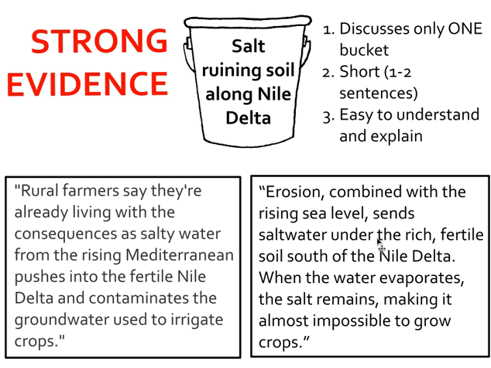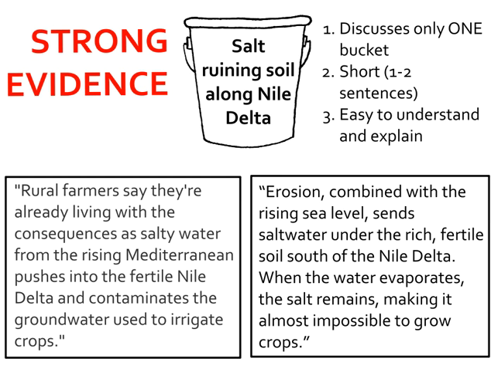Here's another example. "Erosion combined with rising sea level sends salt water under the rich, fertile soil south of the Nile Delta. When the water evaporates, the salt remains, making it almost impossible to grow crops." It only discusses how the salt is making it harder to grow in the Nile Delta. It's short, it's 1 to 2 sentences, and it's really easy to understand and explain.